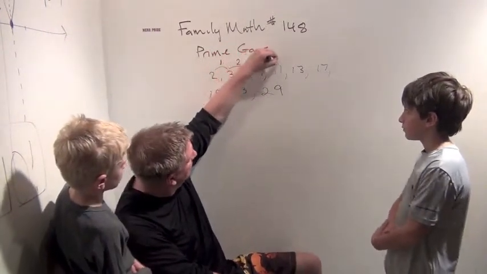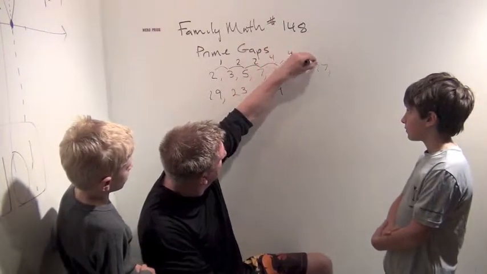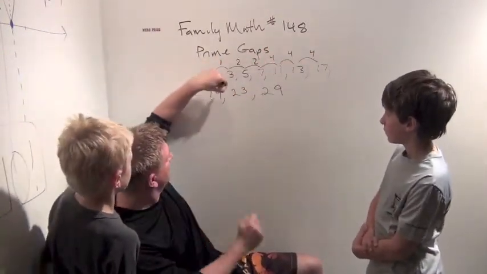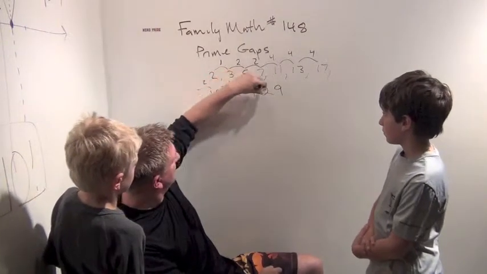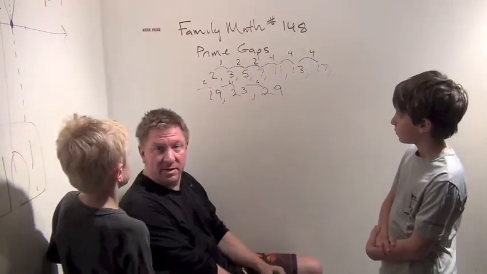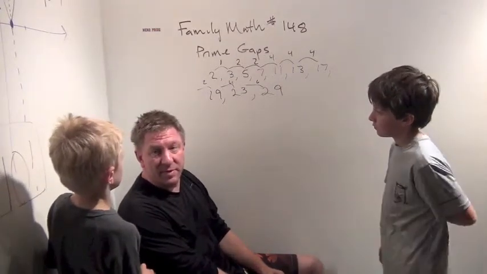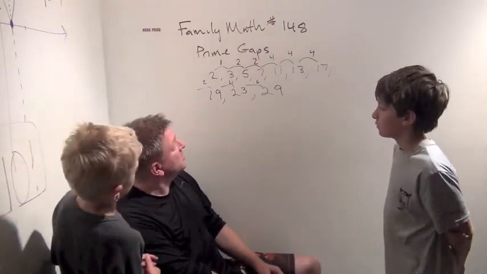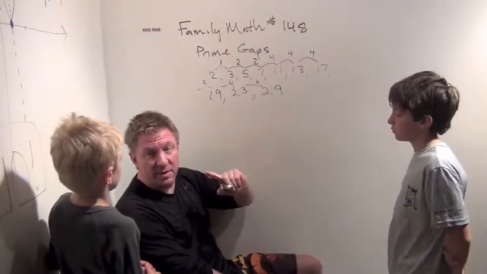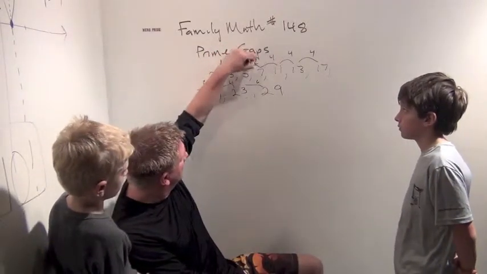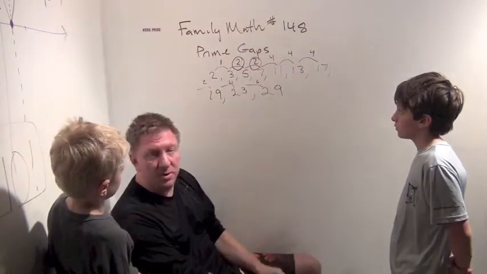Now 4, then 2, I'll write it down there, then 4, and then 6. Interesting. So there are 2 questions about these gaps in the primes. One question is, and this remains still unsolved, are there infinitely many primes whose gaps are, say, 2?